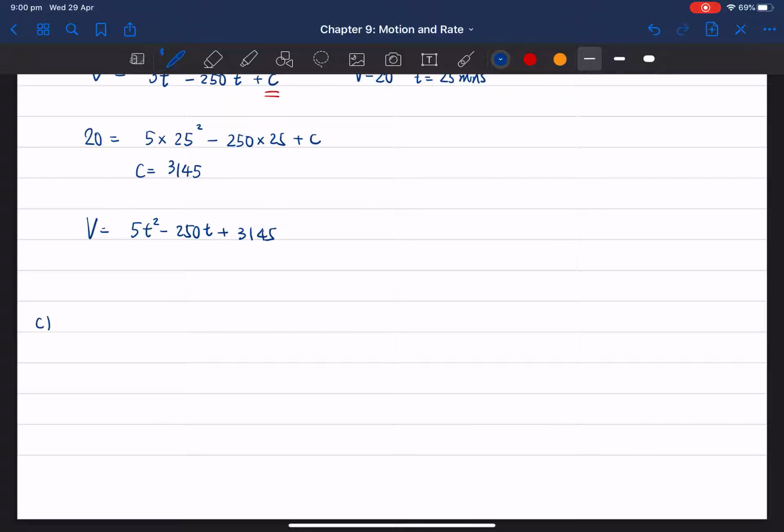You're finding the initial time, alright? So the initial time is t equal to 0. You're finding the initial volume. So when t equals 0, the initial volume is 0 minus 0 plus 3,145. And that becomes 3,145 litres of water.